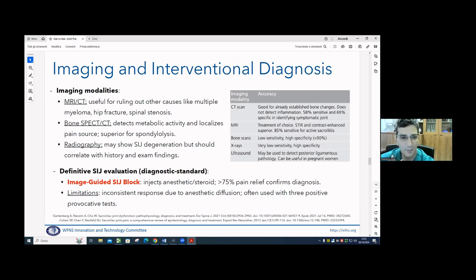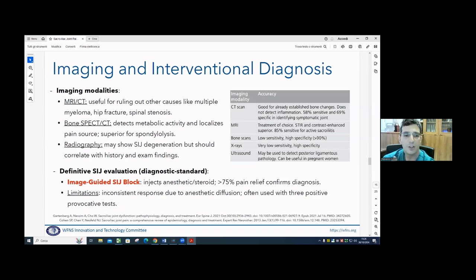Regarding imaging, obviously MRI and CT scan are useful to see this junction and to see if there is some edema, especially with the MRI, around the sacrum and the iliac bone, and to exclude other lumbar pathologies in order to make the differential diagnosis. The bone SPECT CT can define the metabolic activity and the pain source, but is not specific for this syndrome. Radiography usually can show degeneration of the joints, and we can also define the alignment of the pelvis. And with a full X-ray, we can check the sagittal and coronal planes and define if there is some dysmetry of the legs.